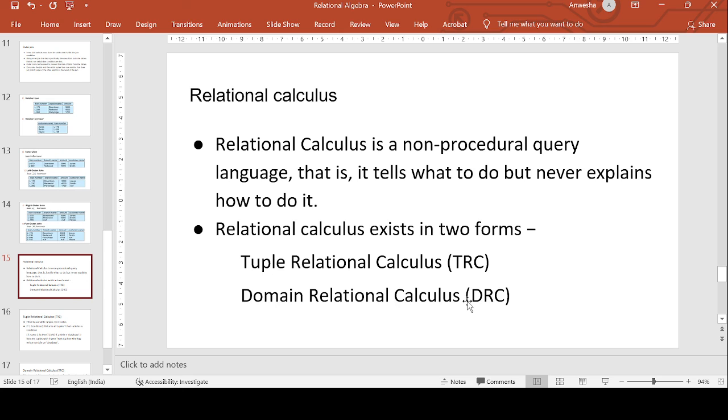Next is relational calculus. Relational calculus is a non-procedural query language. That is, it tells what to do but never explains how to do it. Relational calculus exists in two forms: one is tuple relational calculus, and the other is domain relational calculus.